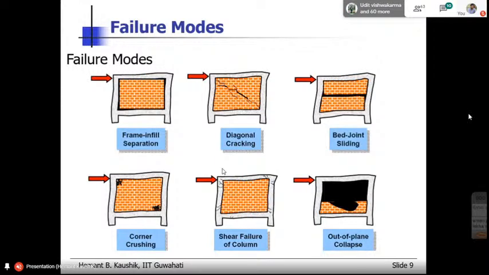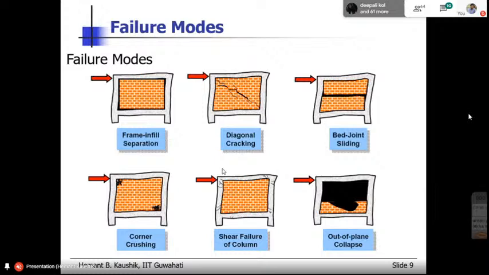If you remember the first presentation in which I showed you some failure in the real earthquakes, that is what happened. You could have seen the whole wall tilted in the out of plane direction because the frame infill interaction was lost. Frame and infill were totally separated. So that whole wall fell in the out of plane direction. So this is a passive type of failure, not the active.